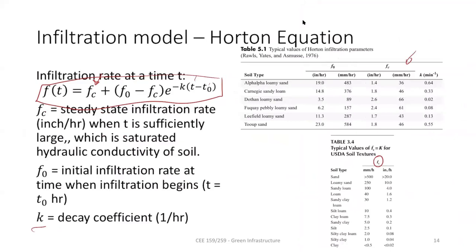For instance, for different soil types, your K value is given here, and different FC values are given based on which unit you are using. In this table, it's millimeter per hour or inch per hour, all those values. And so plug those values for F0, FC, K, you'll get the answer for how much infiltration rate at different times. So this is the Horton infiltration parameter. Again, this equation you'll use only in rare cases, but just know how the concept works.